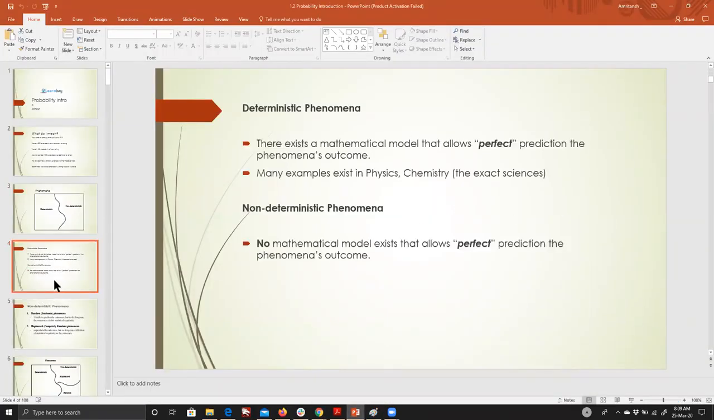If you want single-line definitions: a deterministic phenomenon is one where there exists a mathematical model that allows for a perfect prediction. Means no doubt, you exactly know the outcome you are solving for. Many such examples exist in physics, chemistry, the exact sciences as well. But then we venture into the world of non-deterministic phenomena, where there doesn't exist a complete mathematical model that allows for perfect prediction. Means there is always some irregularity, some amount of uncertainty you are dealing with. Okay, this is clear.